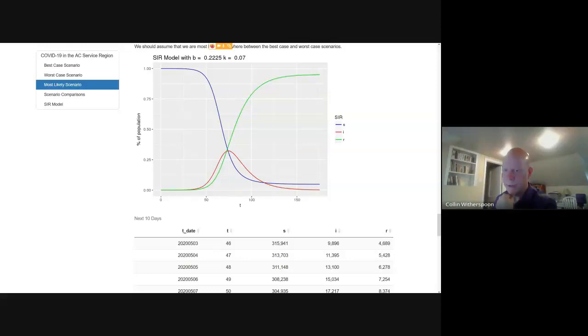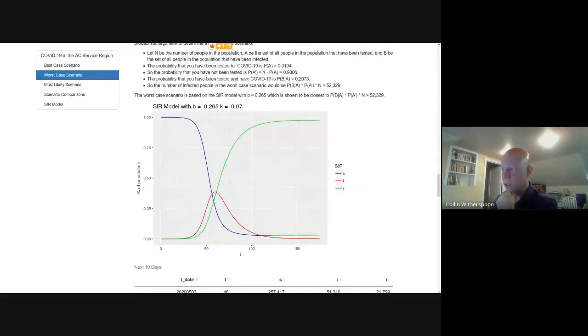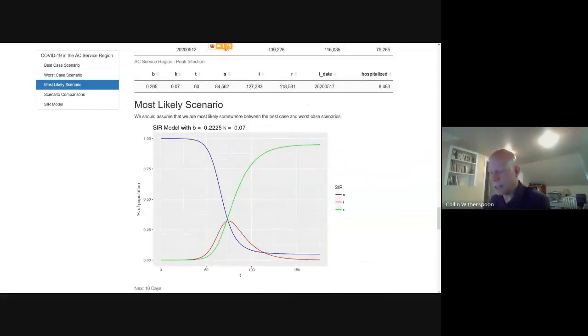So people that were never infected. The bigger the B value, the less that is, right? Because you come up here to this one, worst case, and you see that's a lower value in worst case, because you get more people infected. So I would say, yes, the second wave is most likely going to happen.